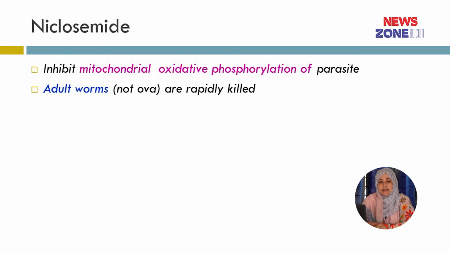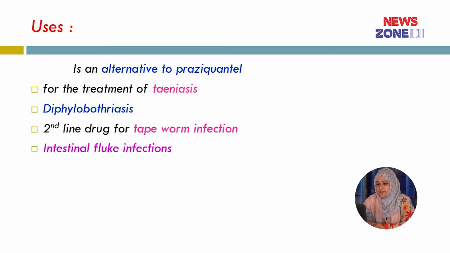Niclosamide is another important anti-helminthic drug that inhibits the mitochondrial oxidative phosphorylation of the parasite, and adult worms are rapidly killed by this drug. What are the uses? Uses are for the treatment of taeniasis, diphyllobothriasis, as a second-line drug for tapeworm infection, and intestinal fluke-like infection.